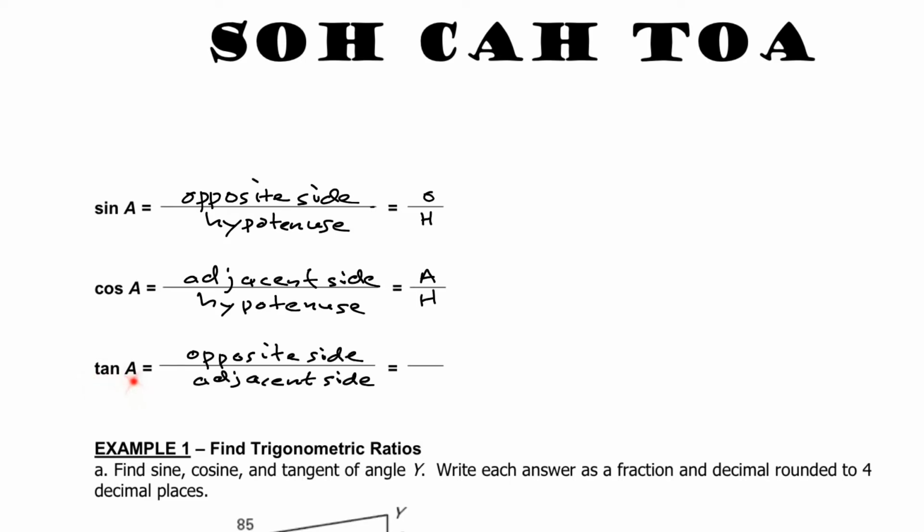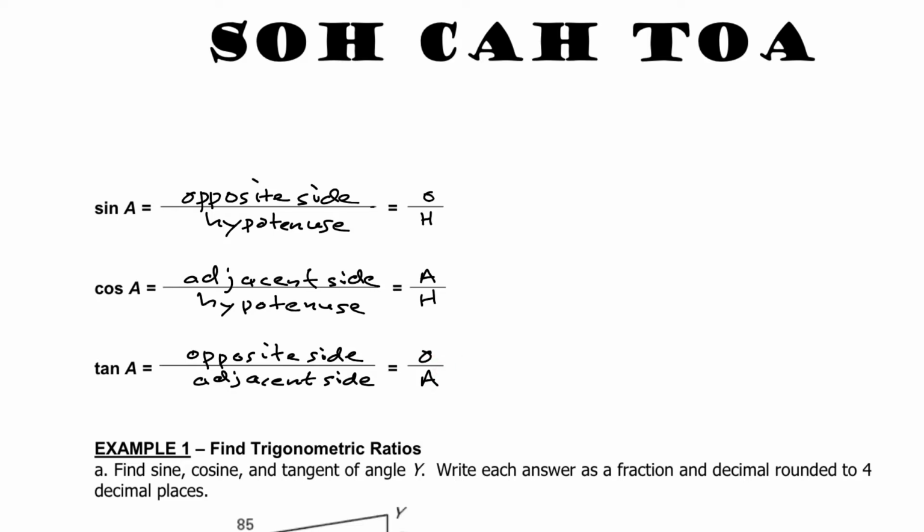And for the tangent of angle A, we have the length of the side opposite angle A divided by the length of the side adjacent to angle A. So for that one, we write O over A, which stands for opposite over adjacent.